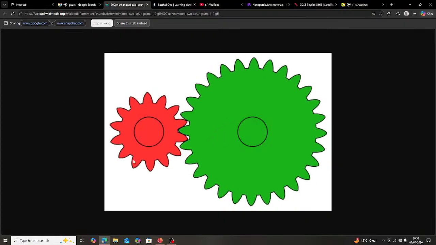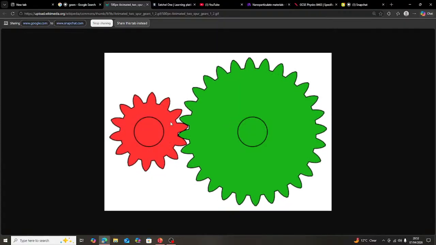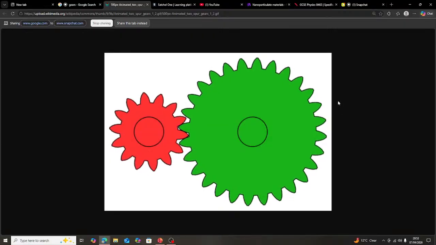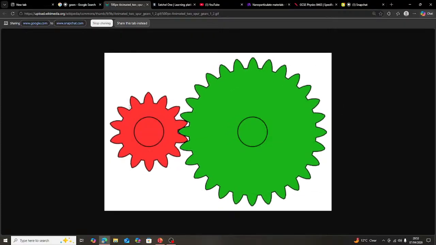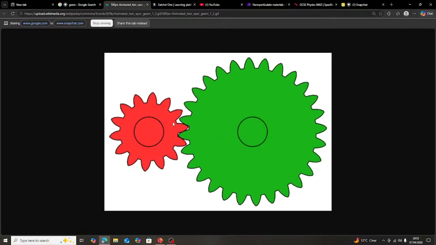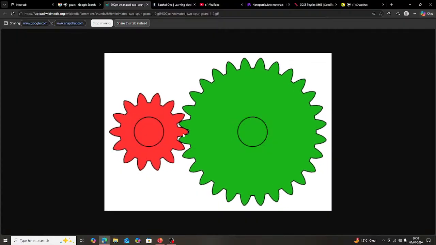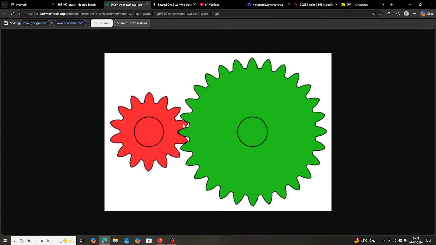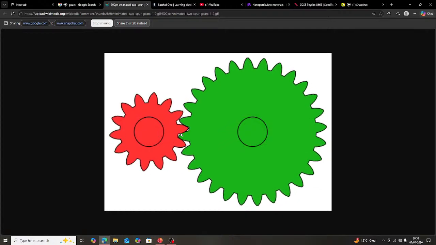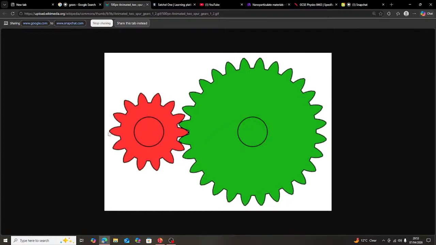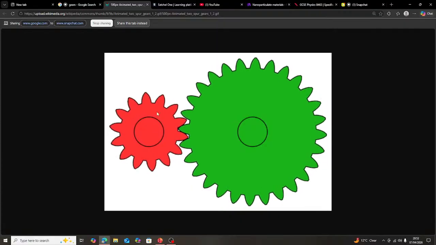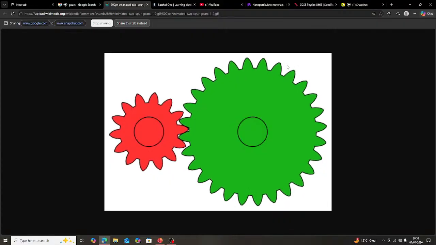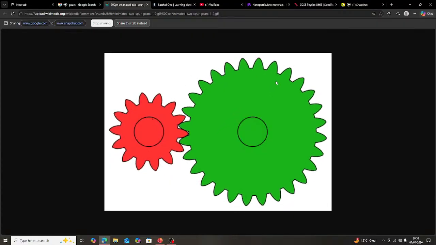Exactly. So this one goes at 2 times the speed. Why? Because it's smaller. So for every rotation this does, that one does 2 times that rotation. As you can see, it fits in both holes, at a greater speed. This has half of what this has. So it moves at a faster pace.